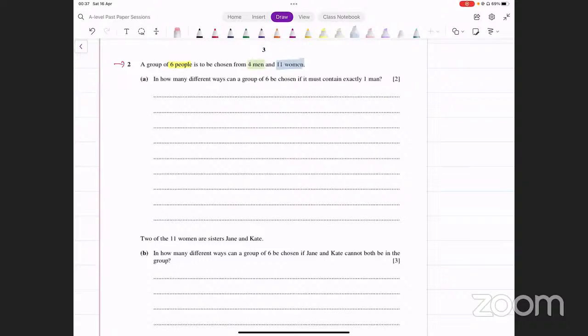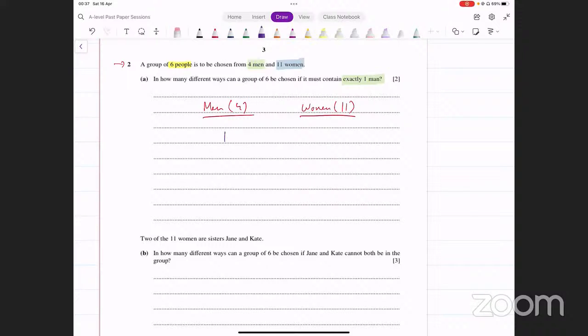Now, in how many different ways can a group of 6 be chosen if it must contain exactly one man? Exactly one man. अब इसका क्या मतलब है? Total क्या आपके पास आ रहे हैं? You've got 4 men and you've got 11 women. अब 4 men में से आपको कितने choose करने हैं? You have to choose one. There's only one case, right? There are no cases. Exactly one man चाहिए ना?